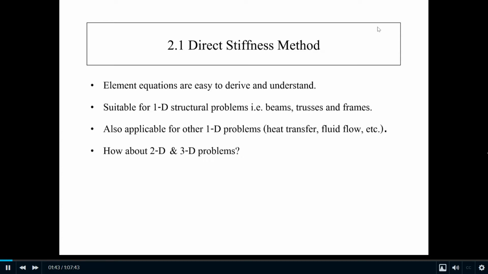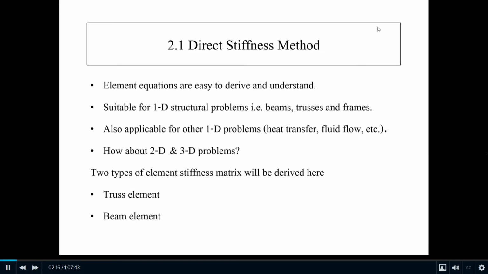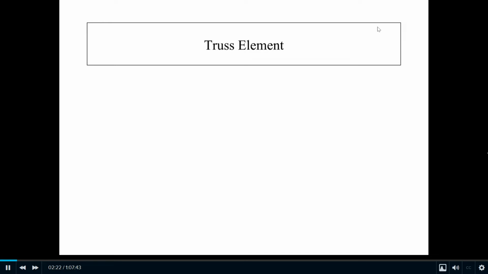For 2D and 3D problems, of course, you can apply this one, but to derive the stiffness equations or the element stiffness matrix, there are other methods that we will show you later. They may be more appropriate. So in this case, we focus on 1D structural problems, that is, the truss element and the beam element. We start with the truss element.